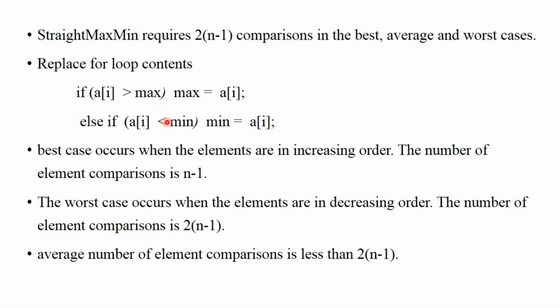Now if we replace these two statements in the for loop, then the best case occurs when the elements are in increasing order, that is small to biggest element. Here the number of comparisons made will be just n minus 1, whereas the worst case we are going to make the same number of comparisons, that is 2 times n minus 1. An average number of element comparisons, that is for the average case input, will lie somewhere between or lesser than 2 times n minus 1.